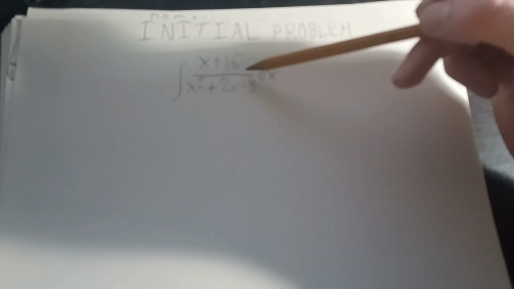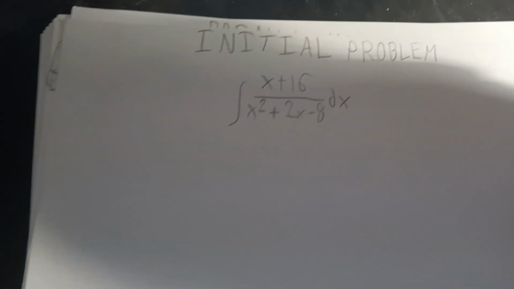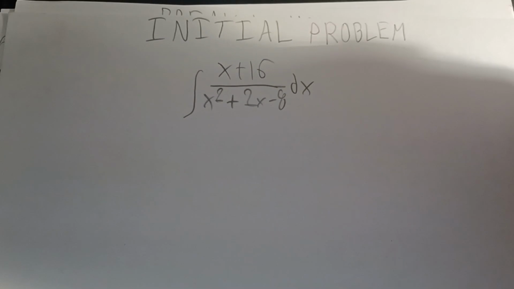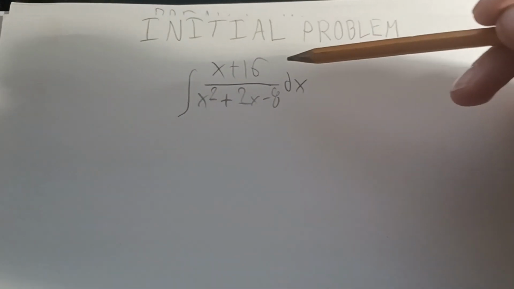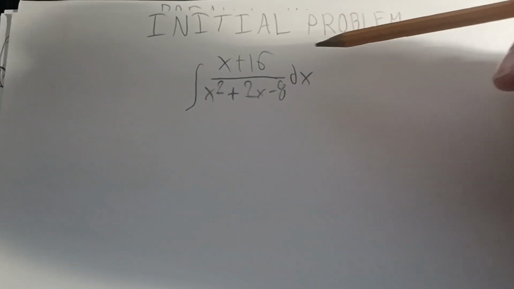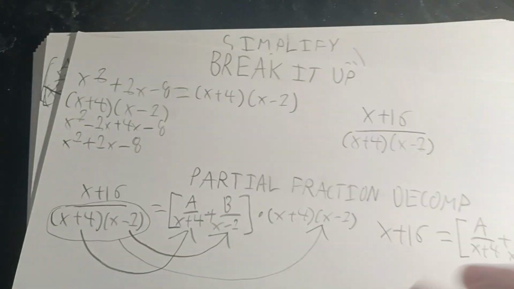For my advanced integral problem, I was given the integral of x plus 16 over x squared plus 2x minus 8 times dx. The biggest thing we can see here is that this is not only a fraction, but a little bit too complex of a fraction to immediately integrate. So the very first thing we're going to do is break it up.